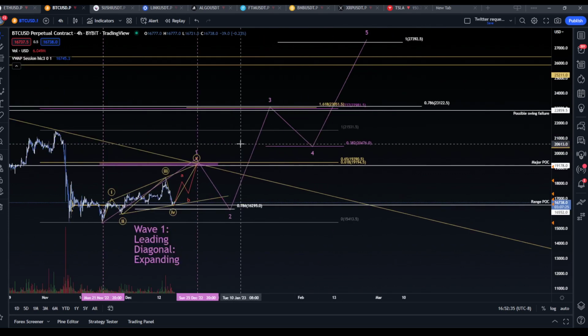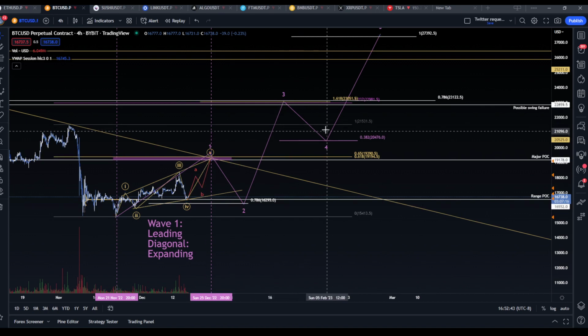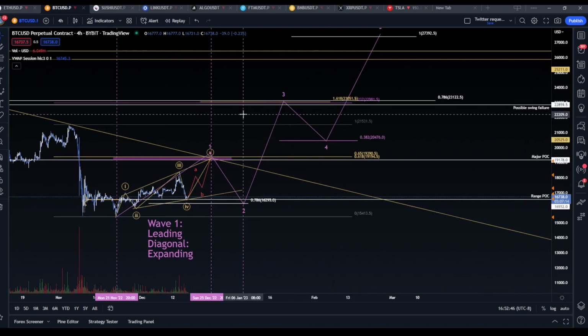So anyways, I actually really like this count, so I thought I'd do a breakdown and share it, put it in a folder, and we'll come and revisit it in the coming weeks and months as these levels become more relevant. So anyways, for those interested in Elliott waves, I hope this video was interesting.